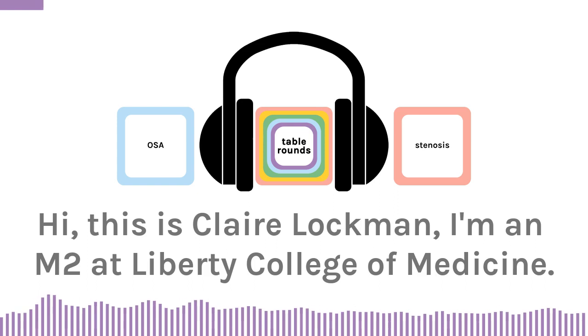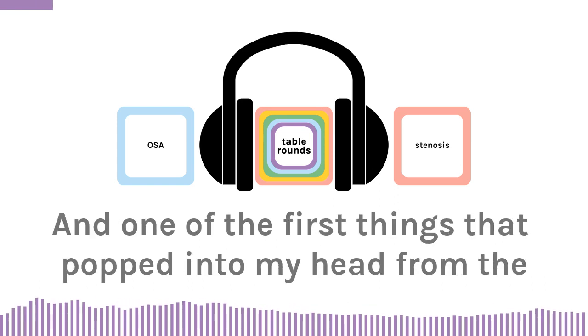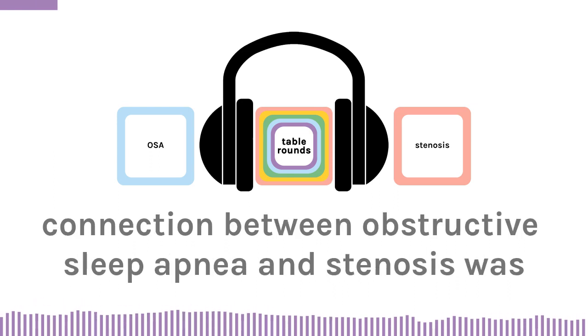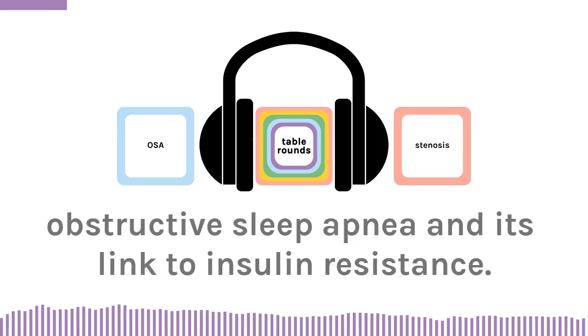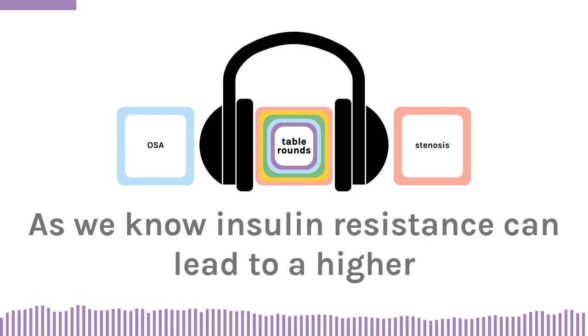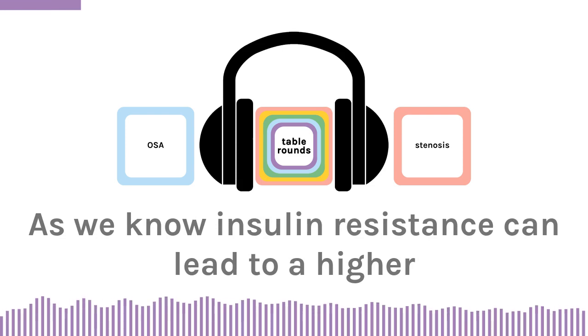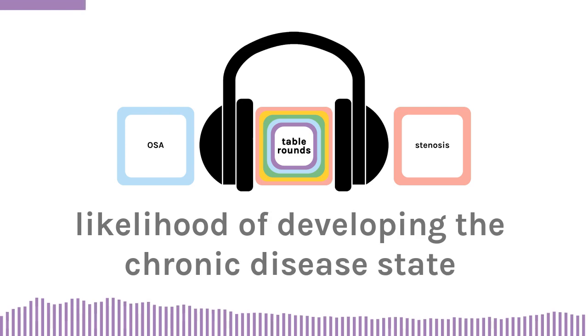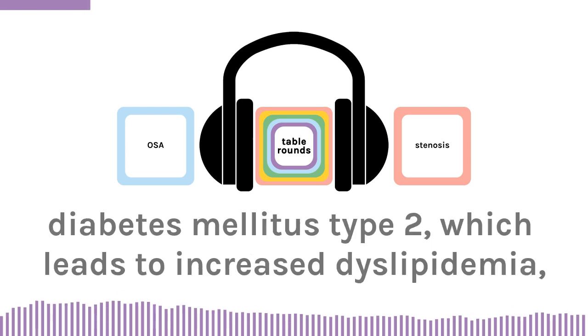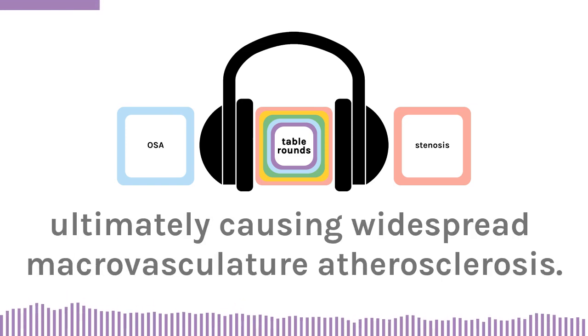Hi, this is Claire Lachman. I'm an M2 at Liberty College of Medicine, and one of the first things that popped into my head from the connection between obstructive sleep apnea and stenosis was obstructive sleep apnea and its link to insulin resistance. As we know, insulin resistance can lead to a higher likelihood of developing the chronic disease state diabetes mellitus type 2, which leads to increased dyslipidemia, ultimately causing widespread macrovasculature atherosclerosis.